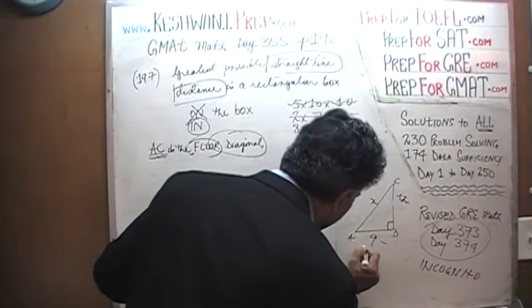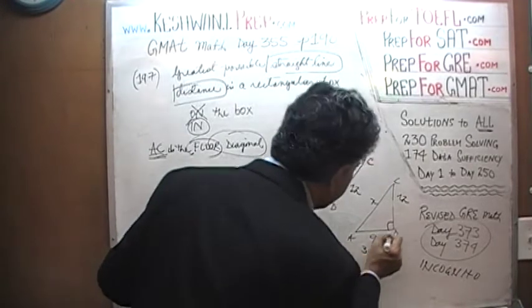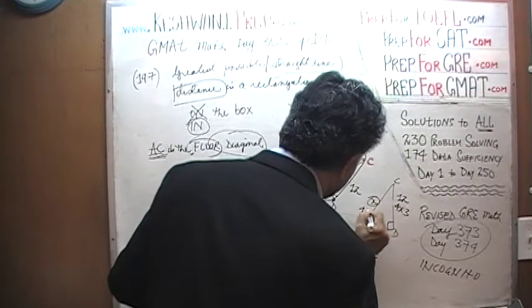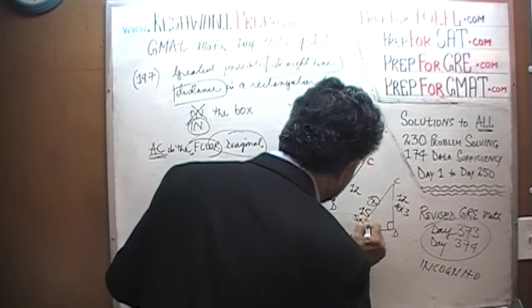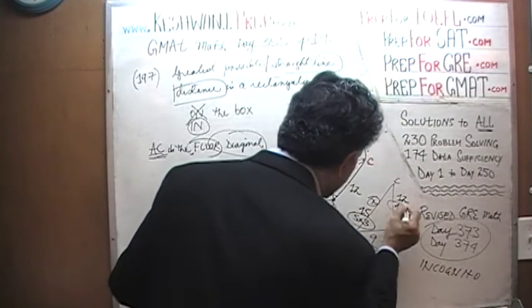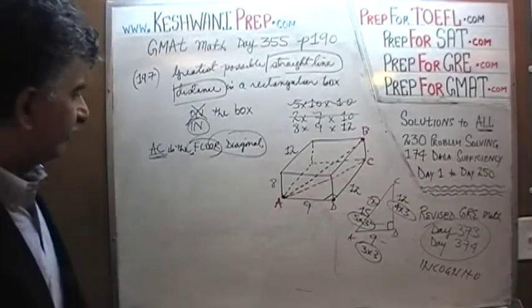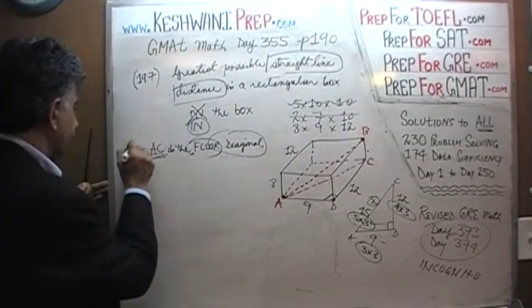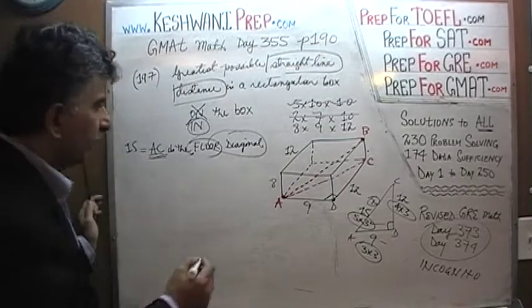They don't have to do anything at all. This 9 is the same as 3 times 3, 12 is the same as 4 times 3, and therefore this x is going to be 5 times 3, which is 15. 3 times 3, 4 times 3, 5 times 3. So that's 15. That part is done. The floor diagonal A to C is 15. That was very simple. Now we do the other part. Now we do ABC.